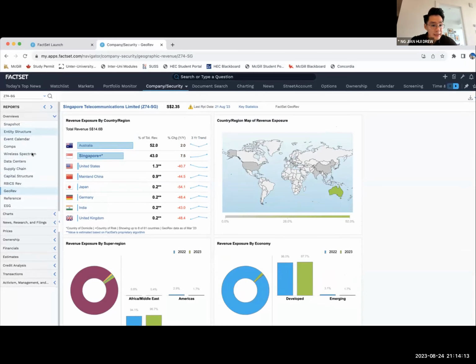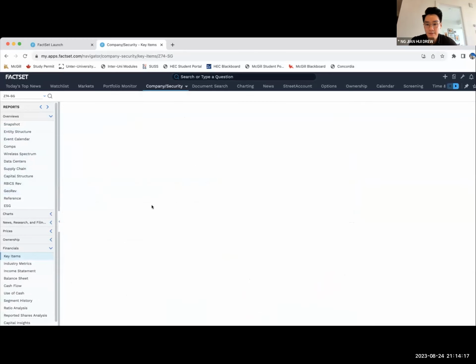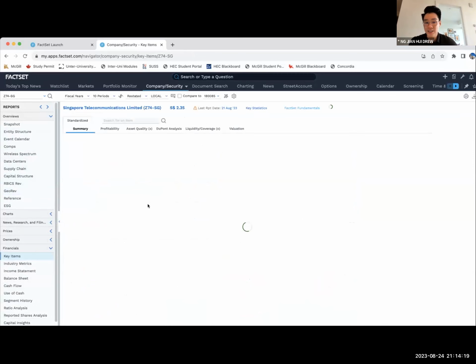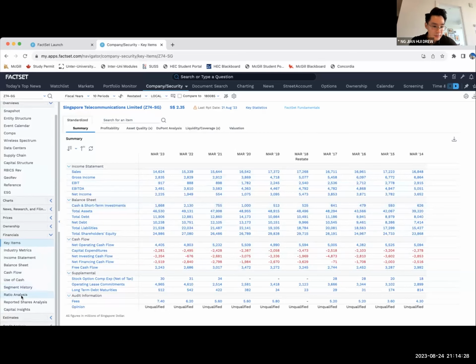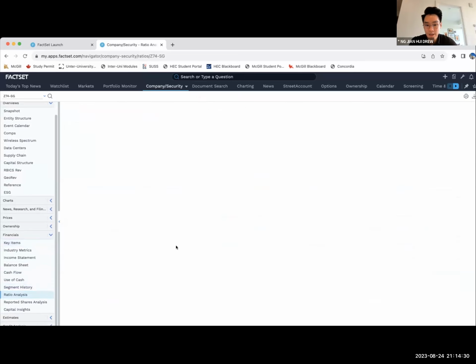What else we can look at? There's some financials. We can look at key things of the financials. When you want to do a financial statement analysis, we can do that. So it gives you the various financials. There's some ratio analysis as well.